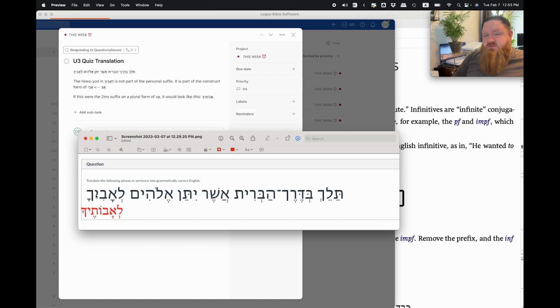And this is where some students got a little bit confused, because they see the cha 2ms suffix for possession, and they see a yod, which makes you think, okay, then the noun must be plural. And so they would translate this as "to fathers of you," or "to your fathers." The problem is, avicha is not "your fathers." Avicha is "your father." The problem is that yod there, because we've kind of learned that if the noun is plural, it's going to have a yod.